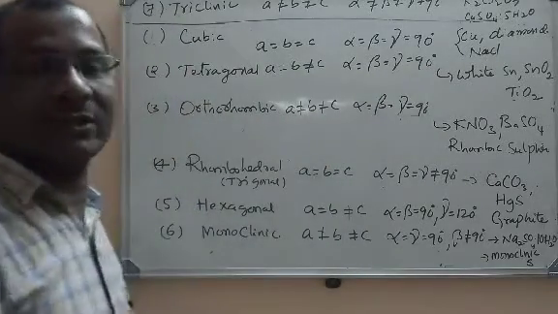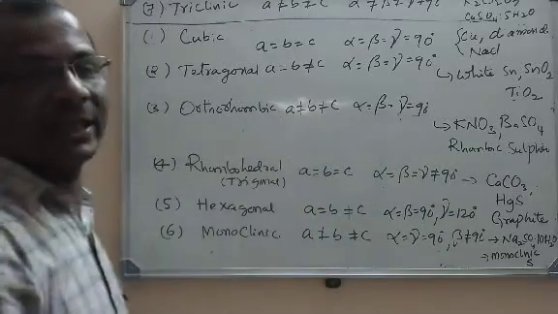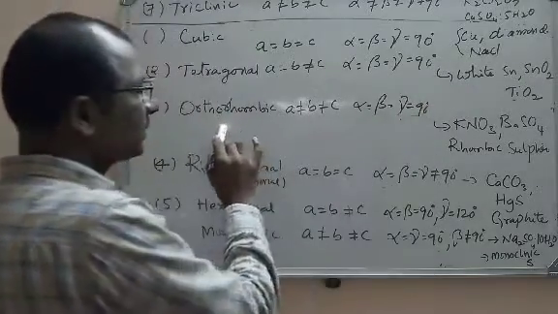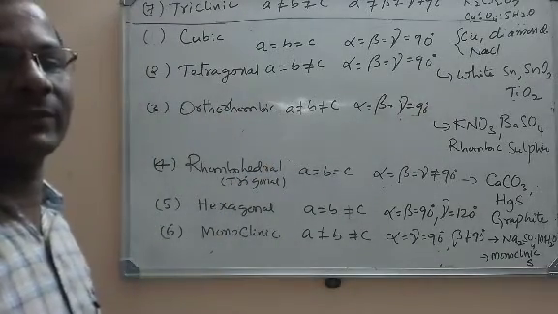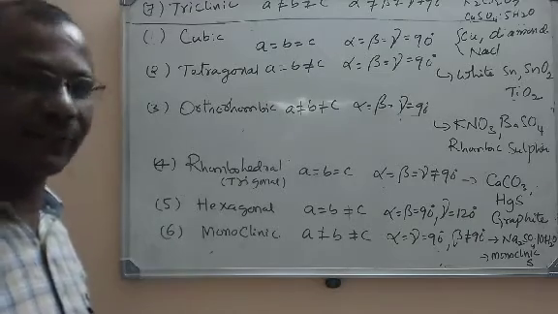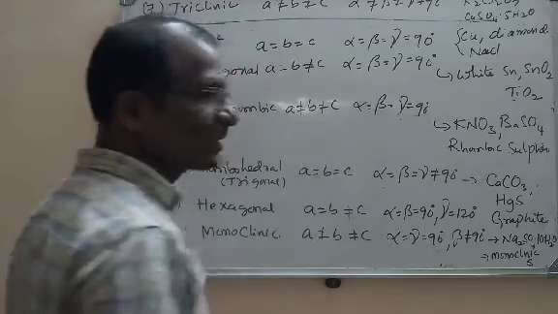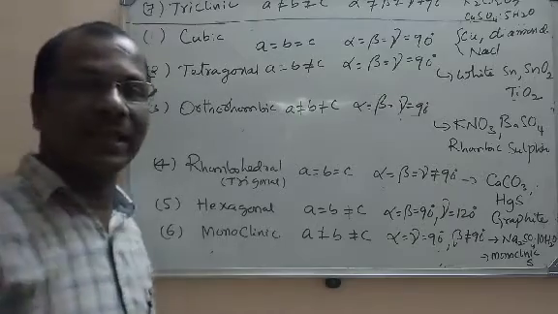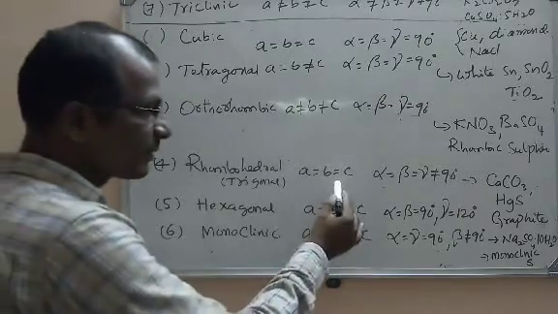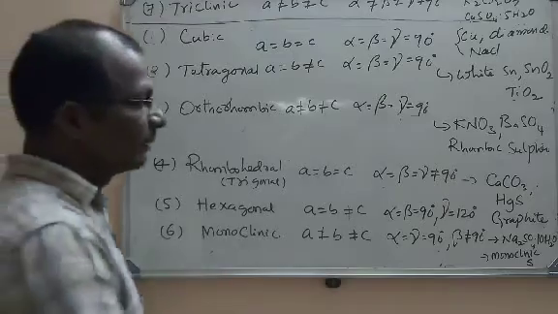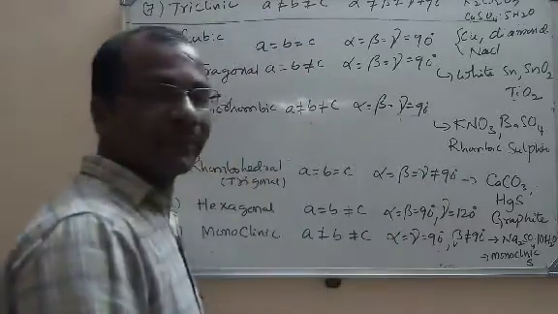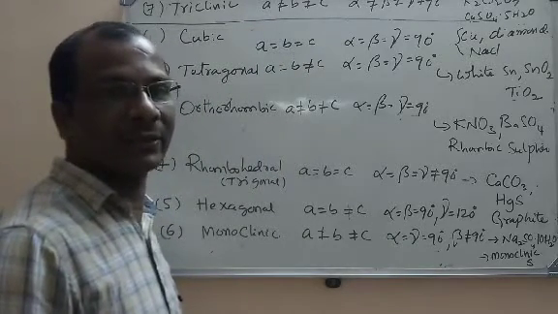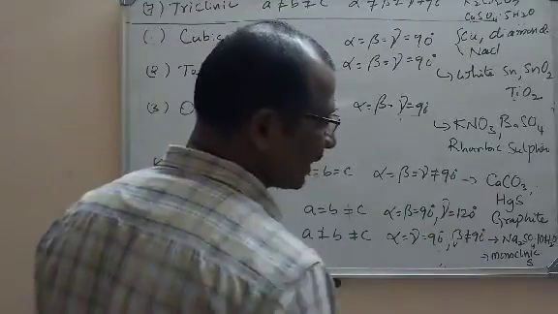Tetragonal means a is equal to b, and it is different from c. a, b are same and c will be different in length, but alpha, beta, gamma is equal to 90. Orthorhombic means a is different from b is different from c. Three edge lengths are different, but the angles made by those axes are same, 90 degrees, mutually perpendicular. In rhombohedral, a = b = c. Edge lengths are same, and alpha, beta, gamma are also same, but they are different from 90 degrees.